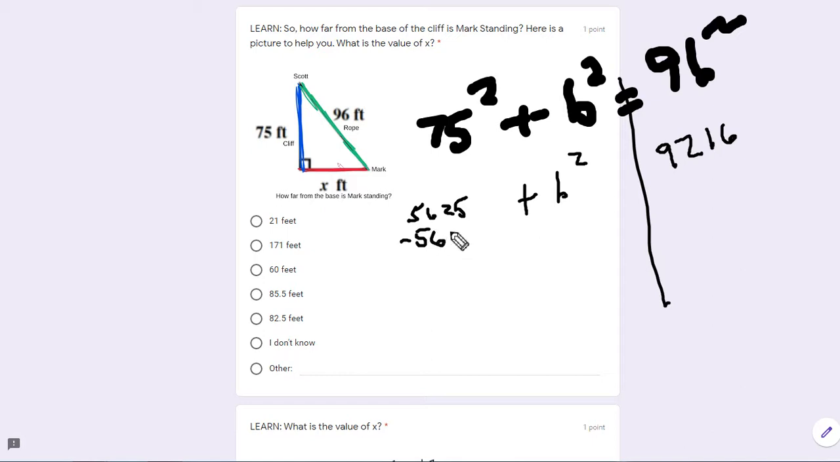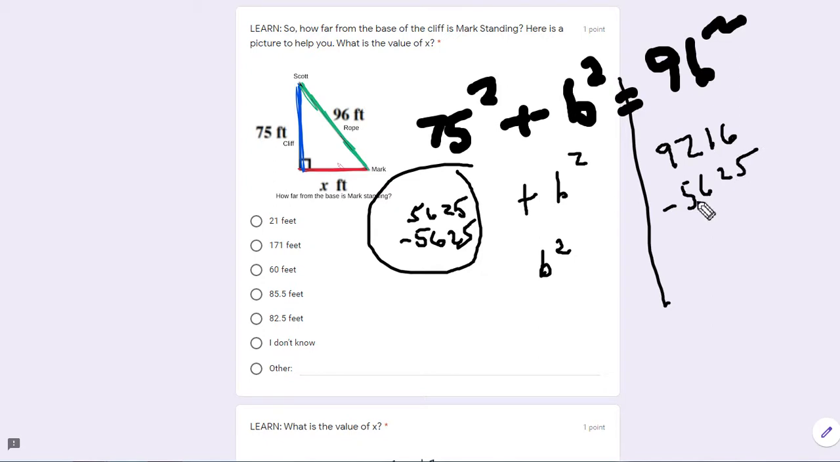Okay, so we're going to get rid of it. That zeroes out, so that's gone, and then I just have b squared over here. But what I do to one side, I must also do to the other side. So let's subtract it from this side as well.